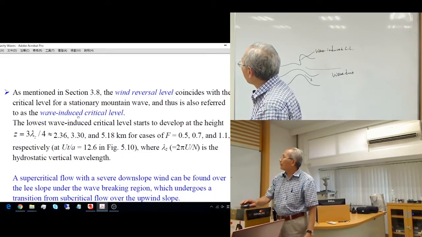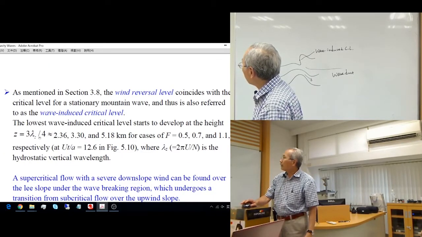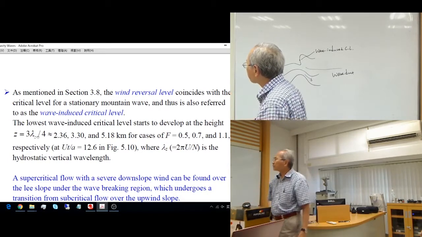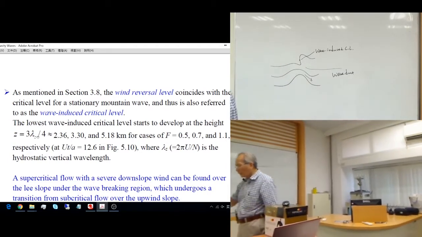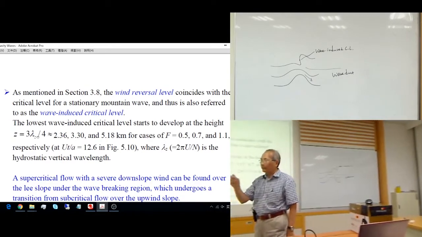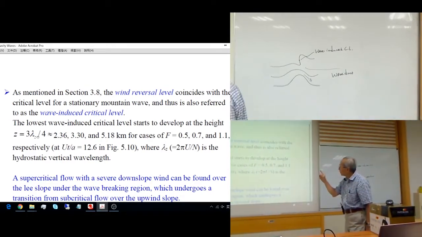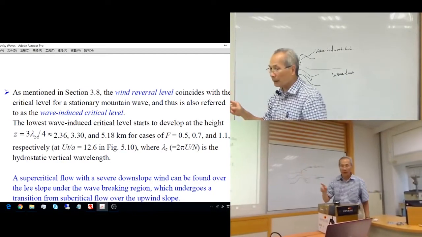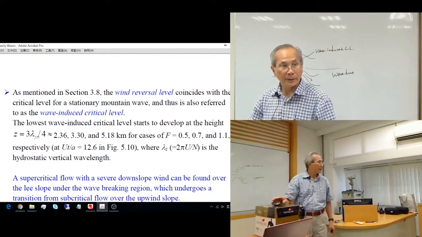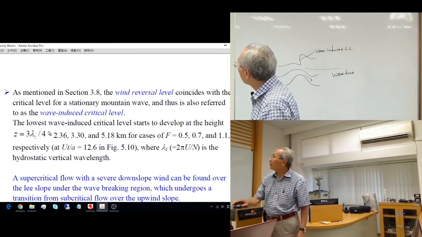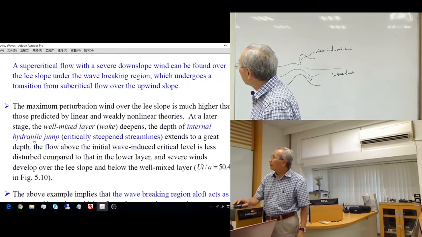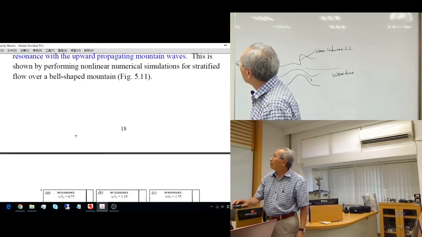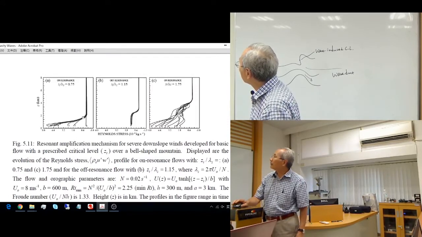So we have the wave-induced critical level, and then, I don't know, I think this is probably an old version. I have a new version. This is probably the older version, yeah, because I remember last night I changed this one.